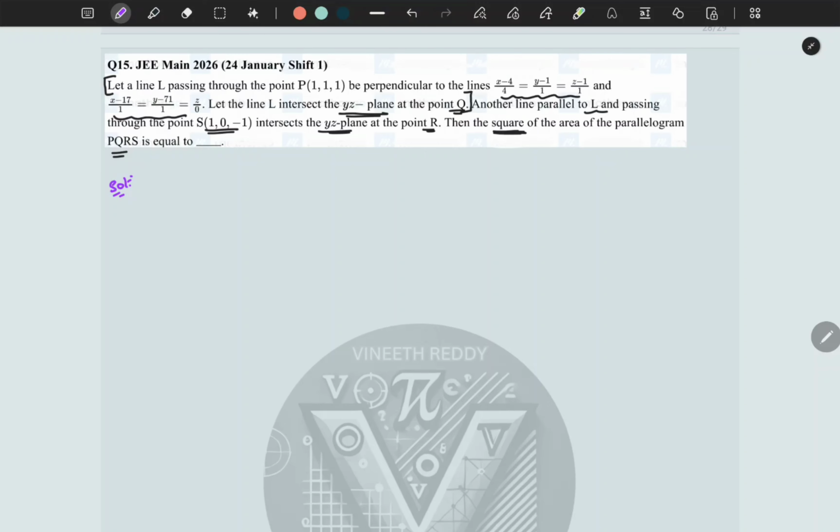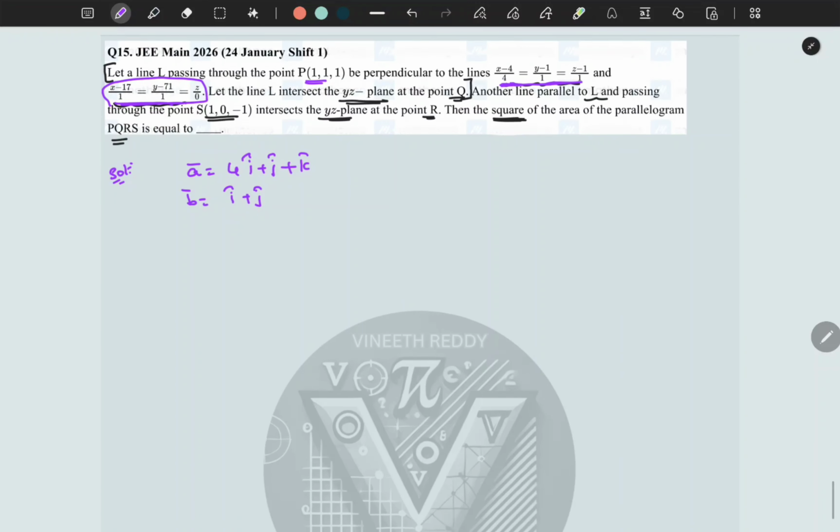Let us first find the equation of line L. It is passing through the point P. Acha. To find the equation of a line, we need a point as well as a direction. Acha, the direction is given by the fact that the line is perpendicular to this as well as this, right? So let us say A vector, which is the direction of this line, will be 4i cap plus j cap plus k cap, right? And let us say B vector is the direction of this particular line, which is i cap plus j cap plus 0 into k cap, so ultimately i plus j.